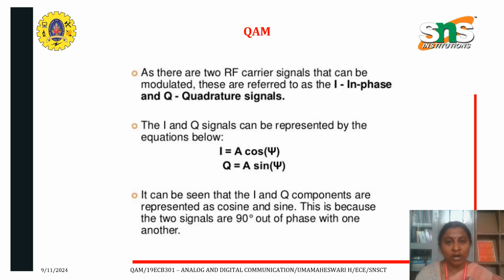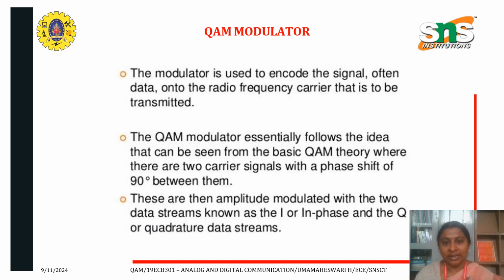There are two RF carriers that can be modulated. These are referred to as in-phase and quadrature signals. The I and Q signals can be represented as I equals A cos phi and Q equals A sin phi. It can be seen that the I and Q components are represented as cosine and sine. This is because the two signals are 90 degrees out of phase with one another.